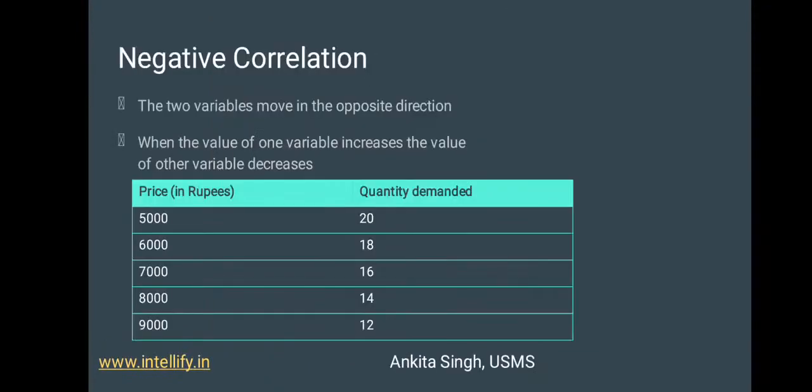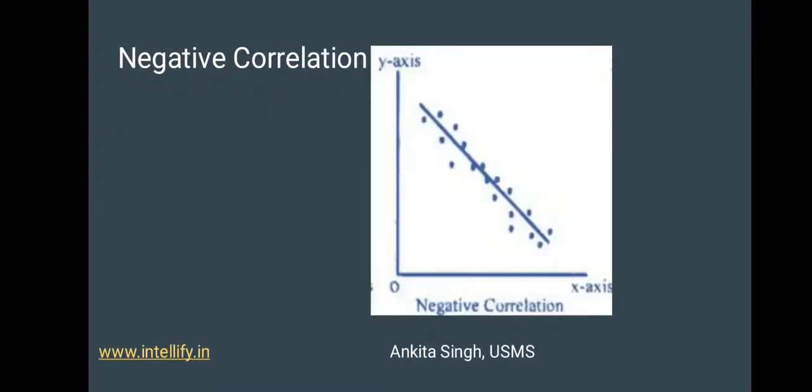Negative correlation: when two variables move in the opposite direction, that is, one variable increases, the other variable decreases, or one variable decreases, the other variable increases. In the given table, I have given the example of price in rupees and quantity demanded in kgs. As the price increases, the quantity demanded decreases. It's an example of negative correlation. In the given graph, we can see the negative correlation as the line is downward sloping.